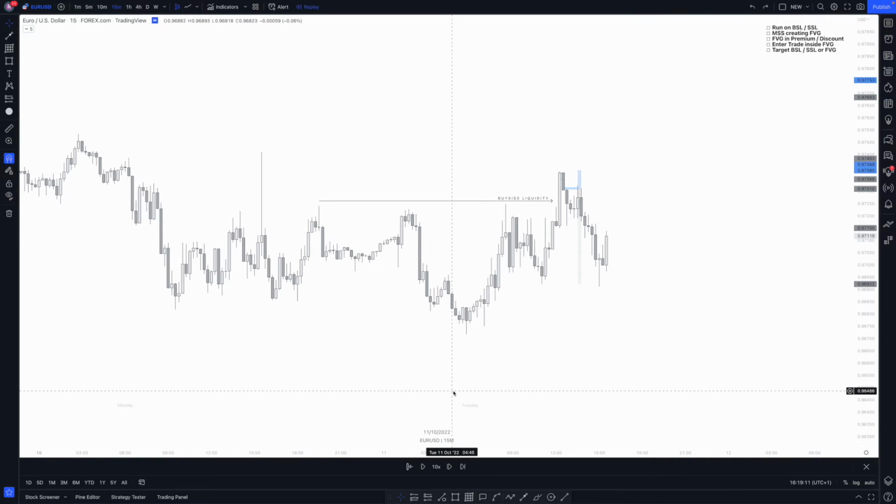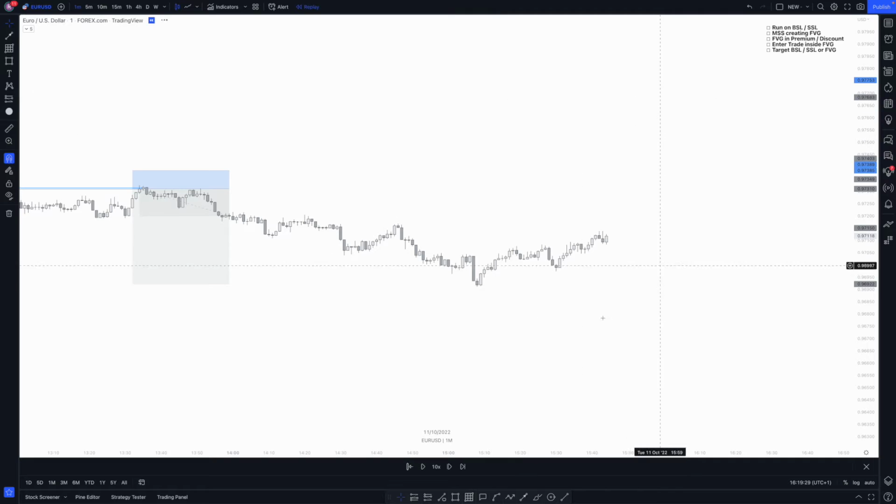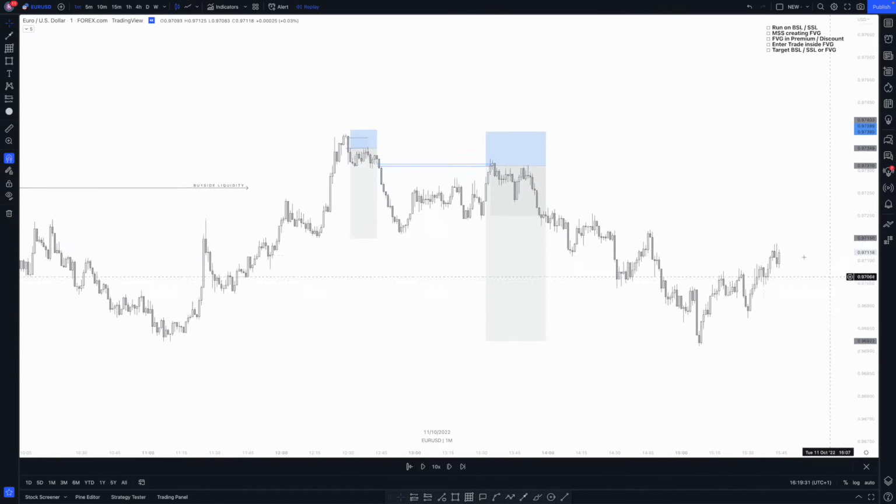What you will notice is we've got buy side liquidity here in terms of these highs. We've got 1, 2, 3 highs, buy side liquidity, very clear right here. That is a run on buy side liquidity, which is checklist point number 1. Once you have got this, you would then drop onto a lower time frame. In this example, I will be dropping down onto the 1 minute time frame.